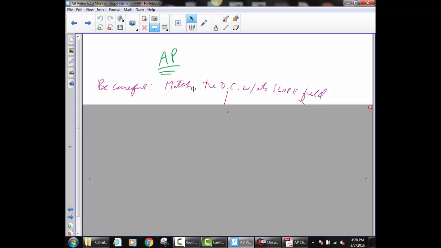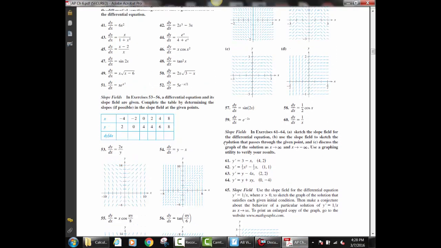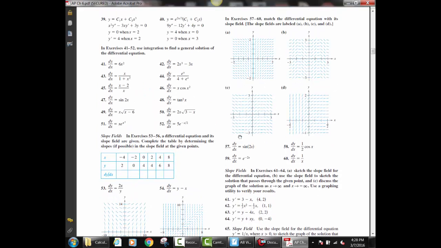Okay, so be careful. On the AP, they're going to ask you to match the differential equation with its slope field. Similar to 57 through 60, they give you 4 slope fields and they want you to decide which one of these is the slope field for which differential equation.